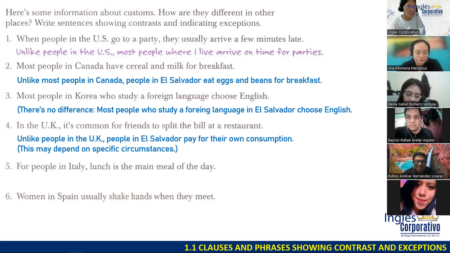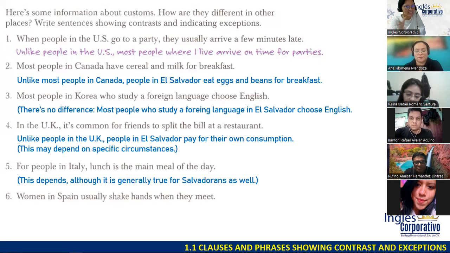Thank you. You're welcome. Y luego tengo aquí, for people in Italy, lunch is the main meal of the day. Well, and this depends because although it is generally true for Salvadorans as well, right? We may have our differences. Hay gente que puede decir, no, Marce, the main meal for my day is breakfast, right? But in other countries, especially in Europe, okay, lunch is like the main meal of the day, right? And the schedules are completely different, okay? They have different times for lunch. They have different time for dinner. There are some places in Europe where they have dinner at, I mean, at 9 in the evening, 8 in the evening, right, etc.